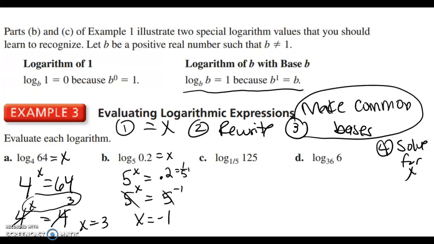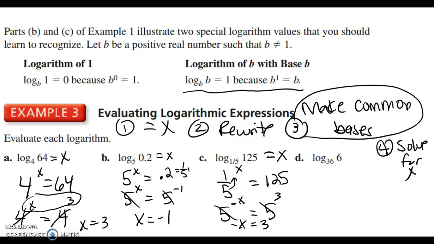Part C, equal it to x. Rewrite in exponential form. So I have 1/5 to the x equals 1/25. So for both 5 and 1/25, think about what base we can use. Let's use 5. 1/5 brought to the numerator makes its exponent negative, and it already has an x there, so we now have a negative x. 1/25 can be written as 5 to the negative 2. So now drop your bases. Then we solve for x.